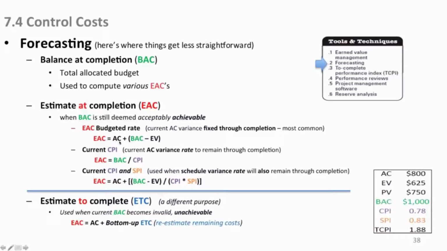So actual cost plus the balance at completion minus the earned value to date, that's where you think you're going to be at the end of the job, all other things being equal. Now, your current cost performance index, given that, is the current actual cost variation, the rate of the variation. If it remains constant through completion, you'll use this formula. The estimate at completion is your balance at completion, 1,000, divided by your current cost performance index.